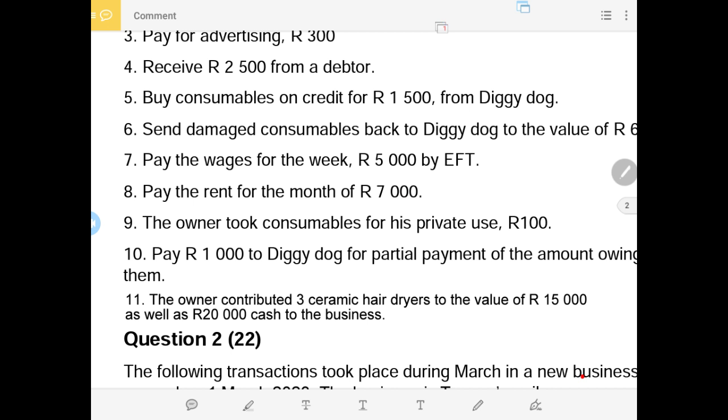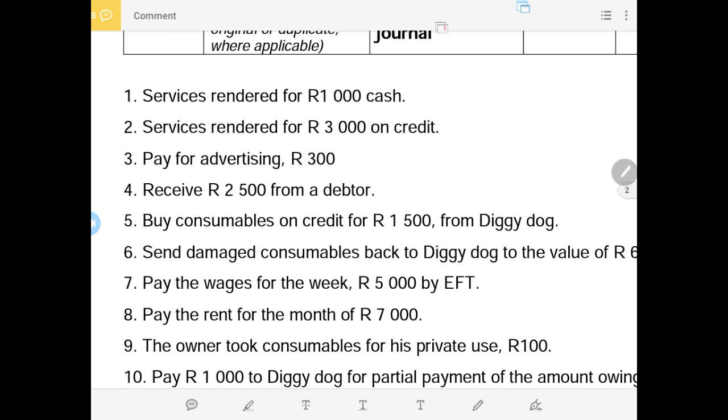Another popular topic in the subject called practical accounting normally weighs high marks also, 20, 30. In this case, it was a total of 40 marks.